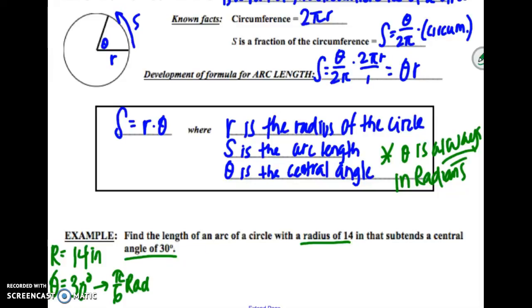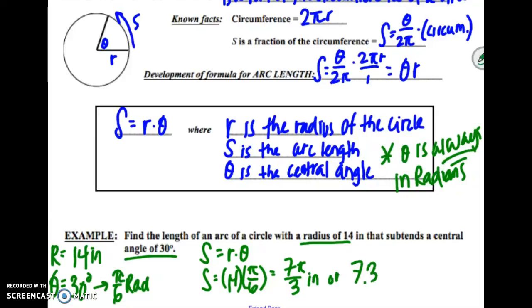So now using the formula for arc length, we have s equals r times theta. So s equals 14 times pi over 6, which reduces to 7 pi over 3 inches, or 7.33 inches.